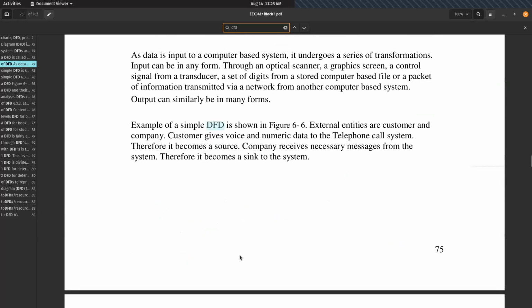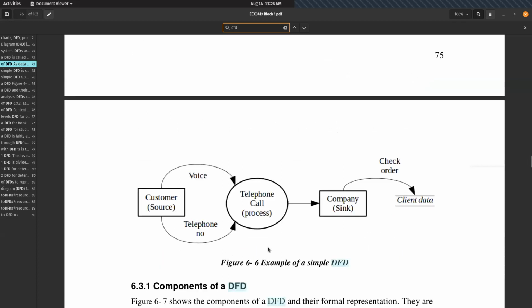This is another example, a simple one shown in the figure. External entities are customer and company. The customer gives voice and numeric data to the telephone call system. Therefore, it becomes a source. The company receives necessary messages from the system. Therefore, it becomes a sink. Like this, we can draw the context diagram: source customer, sink company. The data flows only from customer to company according to this diagram.